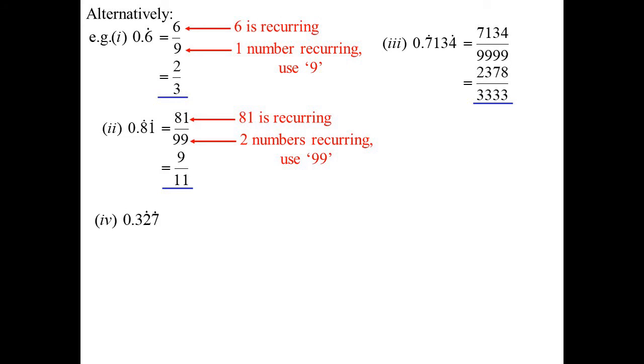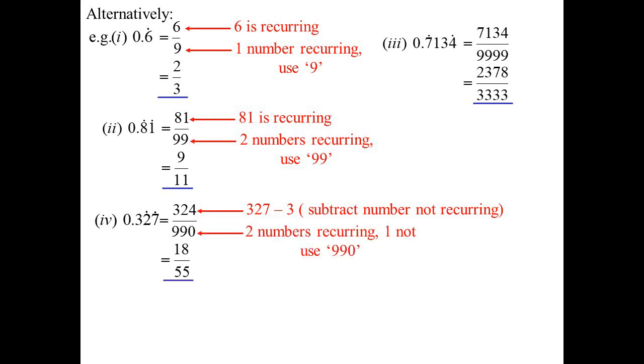What about the one where not all the numbers were repeating? 0.327. How do I look at that and get the answer? And this is how I do it. Well, the top's got to be 324. 327 minus 3. Subtract the number that's not repeating. So I got 327 minus 3. Bottom of the fraction, 990. Two numbers recurring, so I put down two 9s. But one number is not recurring, so I put down a 0. 990, and there's our answer.